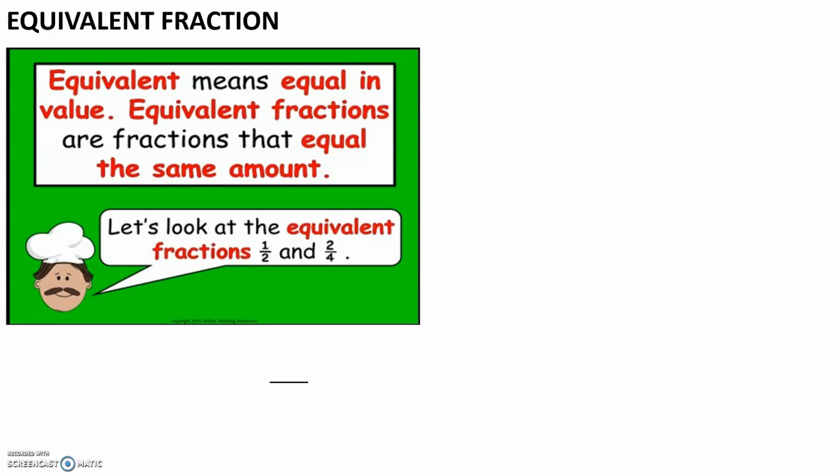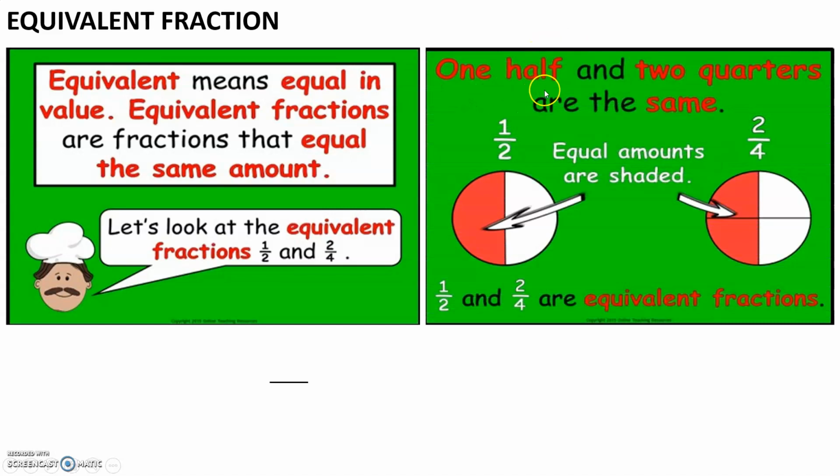Now, let's see what is equivalent fraction. Equivalent means equal in value. Equivalent fractions are fractions that equal the same amount. Equivalent means equal. Two fractions which have the values equal. Let's look at the equivalent fractions 1 upon 2 and 2 upon 4. So see here, 1/2 and 2/4 are same. They told us that these two fractions, 1 upon 2 and 2 upon 4 are equal.